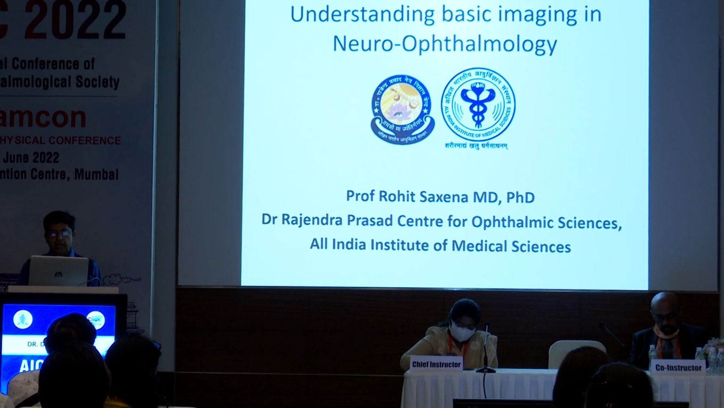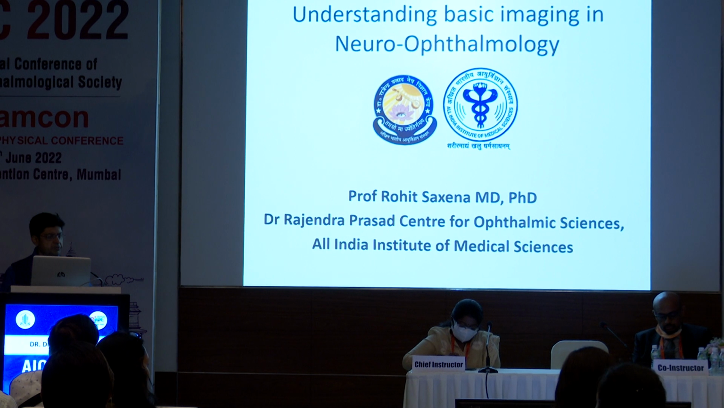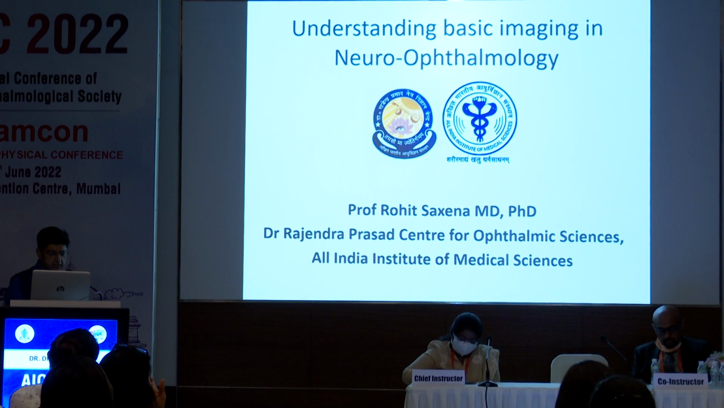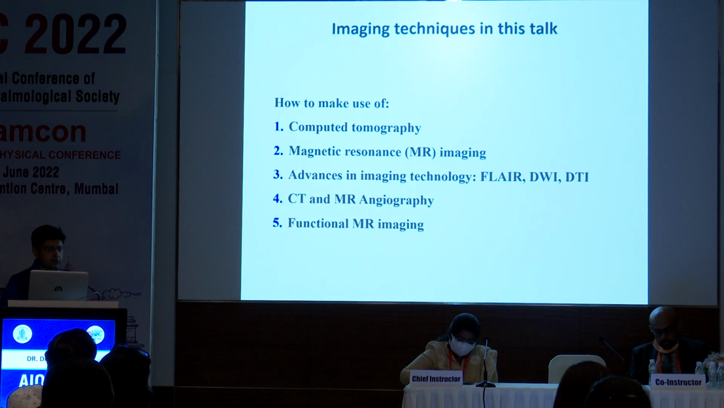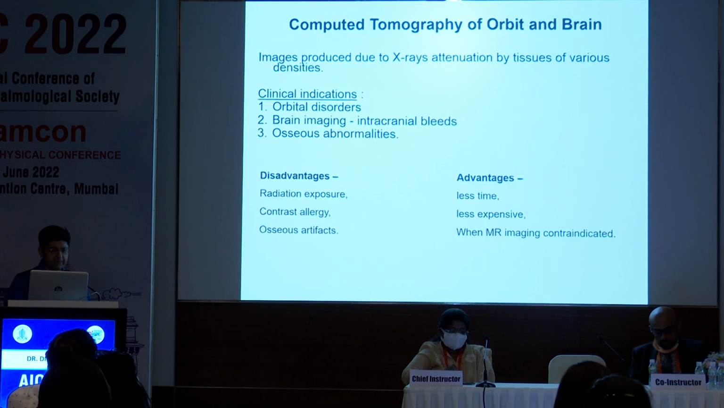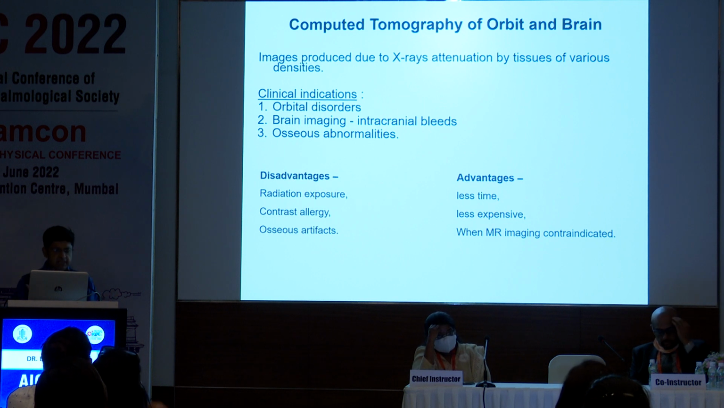Neuroimaging forms, I would say, the sheet anchor for all neuro-ophthalmological conditions, and therefore just a basic understanding would help. We'll try and look through this huge gamut of investigations, which are probably increasing at a very rapid pace. Where would CT be useful? CT, we know, with the increasing use of MRI, has taken a back seat, but there are significant advantages of CT also.